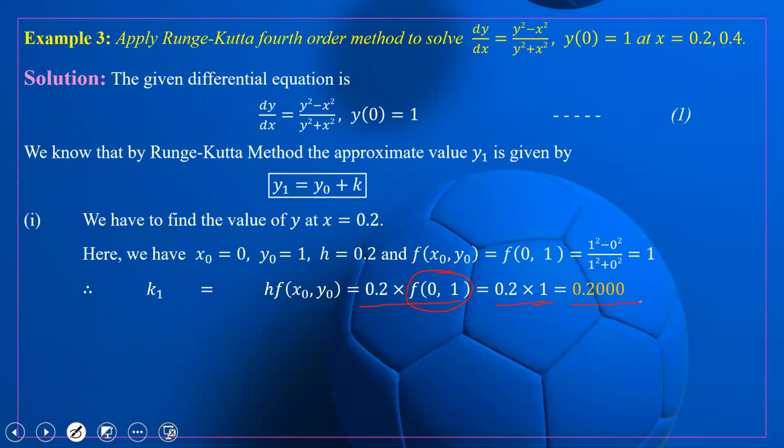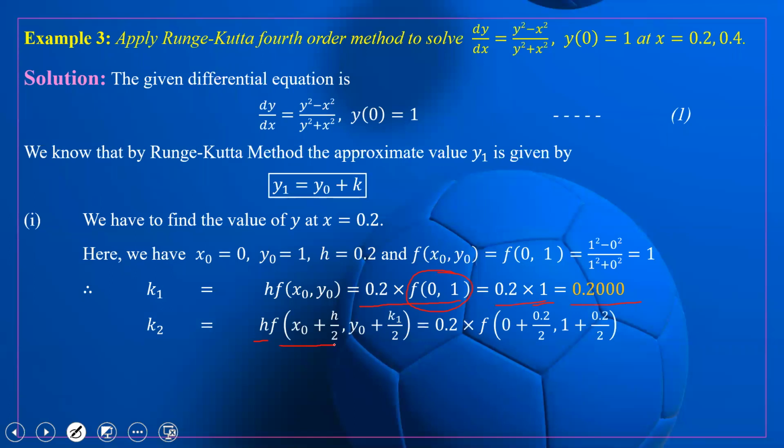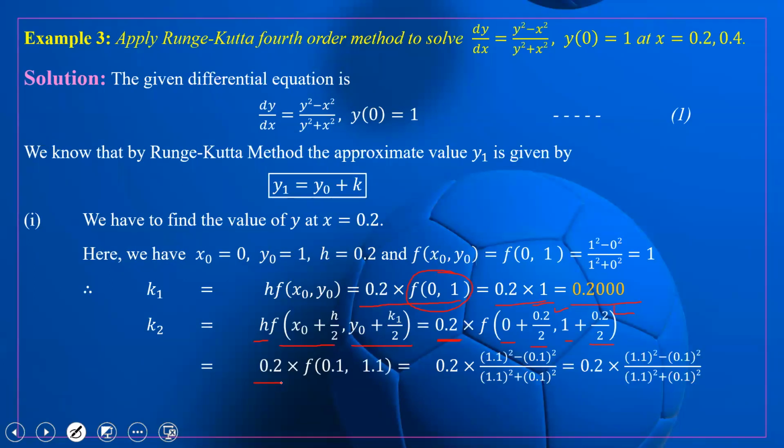So the answer is 0.2000. Let us calculate k2. If you want to calculate k2, it is h times f of x0 plus h by 2, y0 plus k1 by 2. So h is equal to 0.2, and let us first put in all these values. x0 is equal to 0, h is equal to 0.2 divided by 2, 1 plus k1, which is 0.2 divided by 2. So it is 0.2 f of, now if you simplify this, what is it?